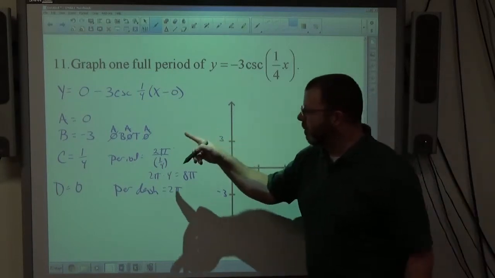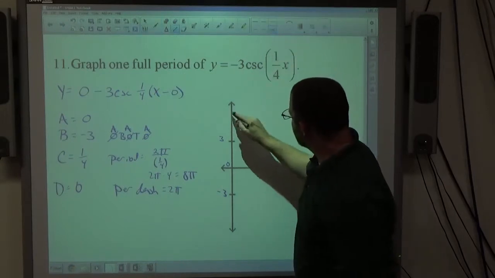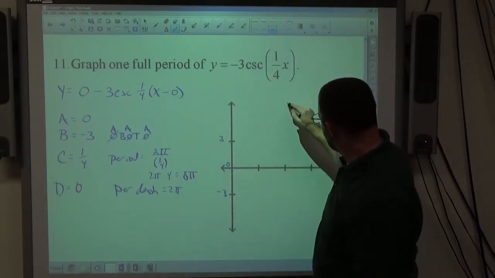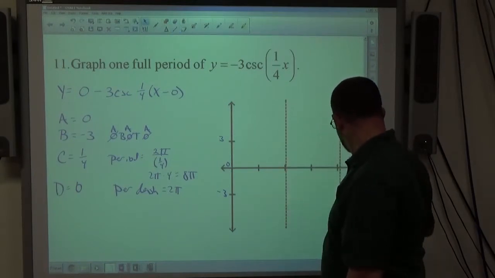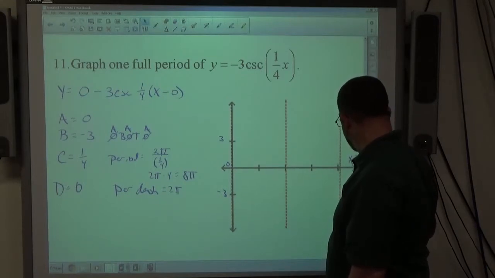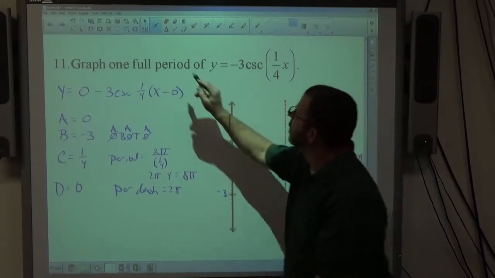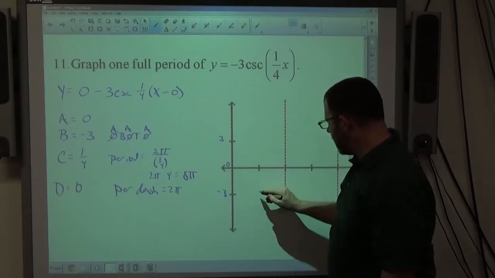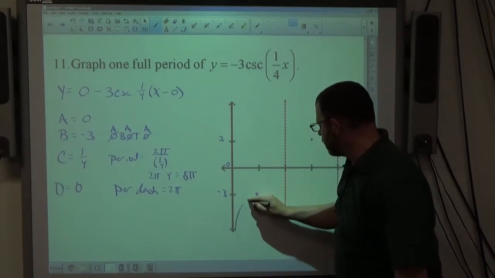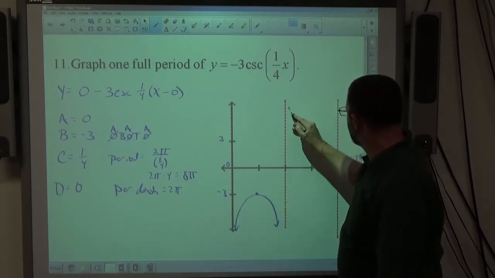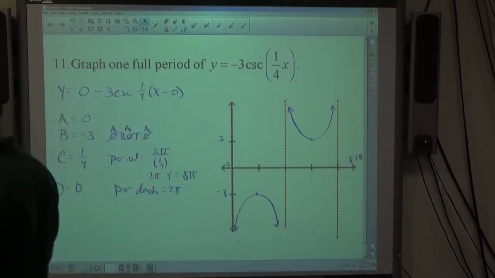And again, we're imagining this graph starting at an asymptote. So I want to put a vertical asymptote at the origin, a vertical asymptote at the middle dash, and a vertical asymptote at the last dash. And then the first dot that I get to is going to be at the bottom, and the next dot's going to be at the top. So we stay in between the asymptotes at a maximum at the dot, stay in between the asymptotes and a minimum at the dot. And we get one full period of cosecant, -3 cosecant 1/4 x.